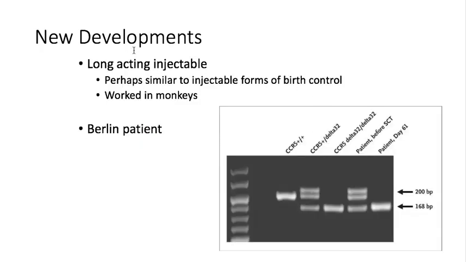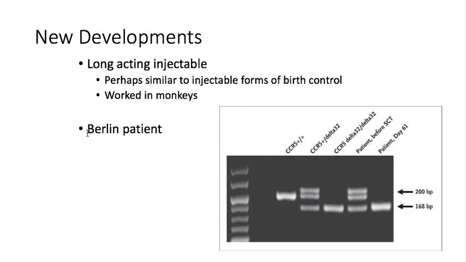Lastly, the new developments, there are clearly long-acting injectables which have been shown to work in the simian model of immunodeficiency virus, and these drugs can last for up to a month, and so these could be monthly injections to prevent the development of HIV. They are not currently available, but they could be given in a fashion similar to birth control medications with injectables lasting a month.